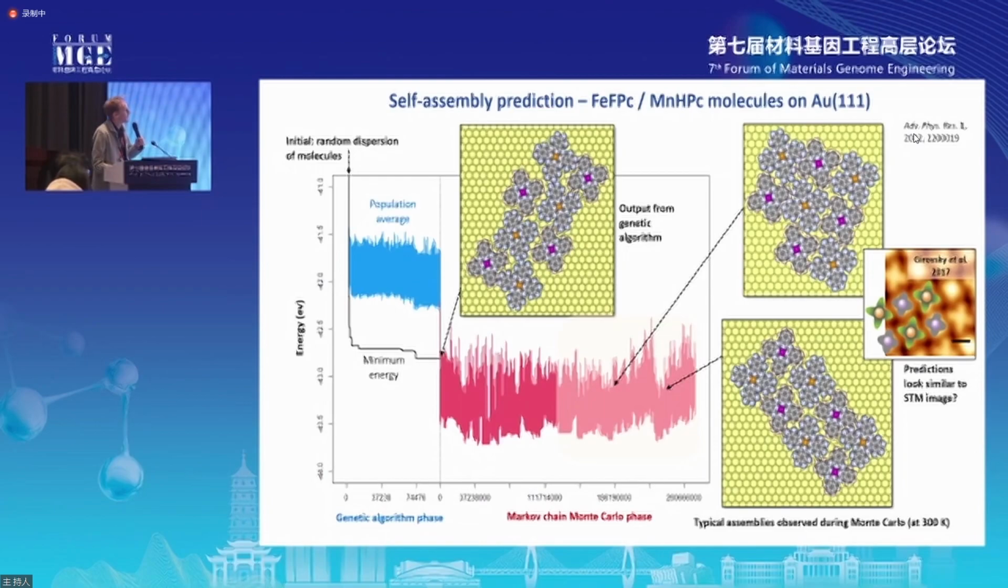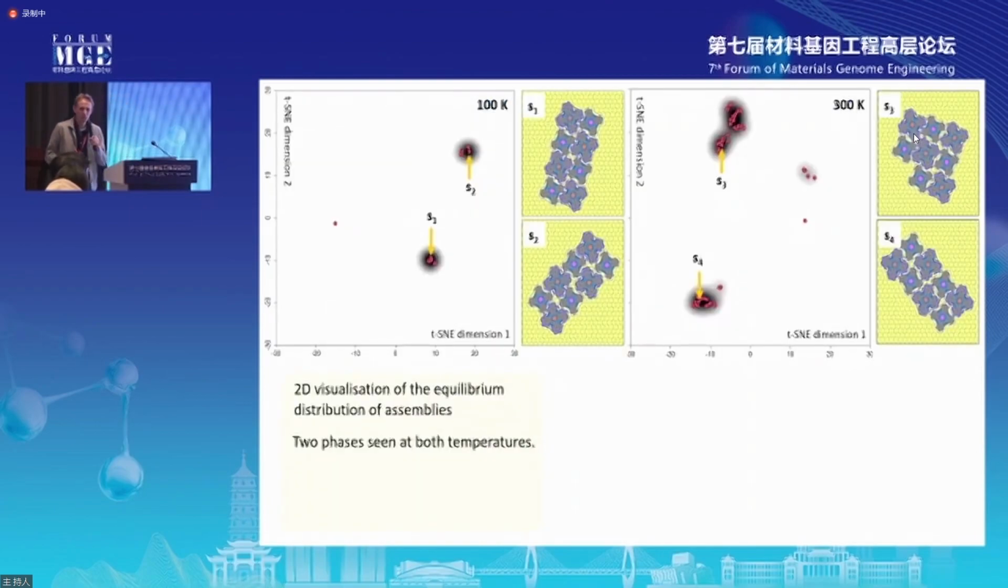Now we can make this comparison a little bit more quantitative. Here I'm plotting my configurations from my Monte Carlo simulation in 2 dimensions using the t-SNE technique. Several people have presented that already. It's not a very exciting phase diagram. I guess you're seeing 2 phases at the different temperatures, S1 and S2. S1 is a very closely packed phase. S2 is a little bit more loosely packed.